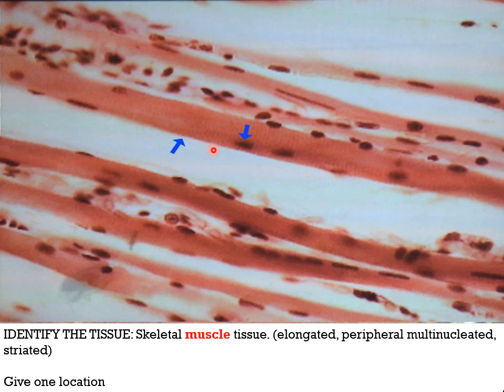And in this type of cut din, ma-appreciate nyo na nasa gilid lang yung mga nucleus. No? Wala sila sa gitna. So, they are peripherally located nucleus. And bawat fiber, more than one nucleus. So, multinucleated.